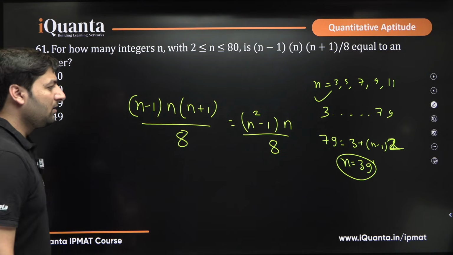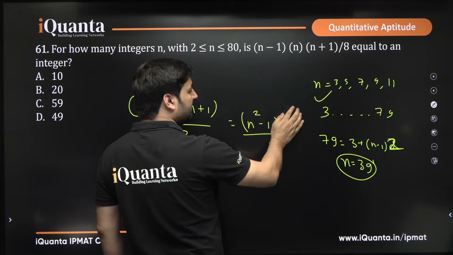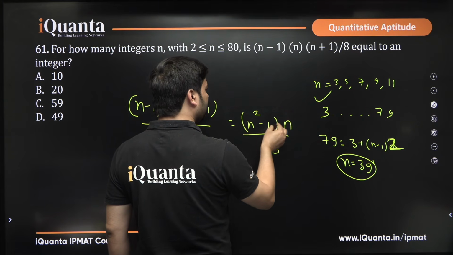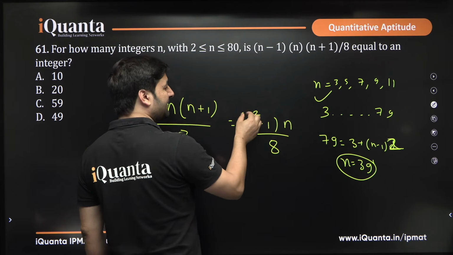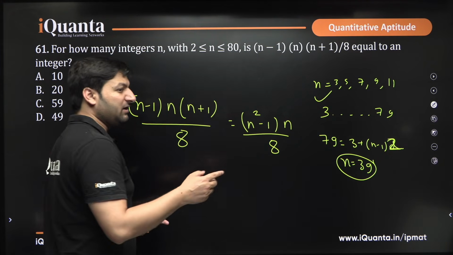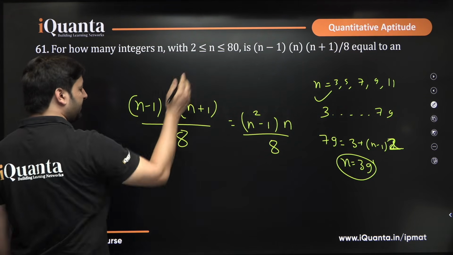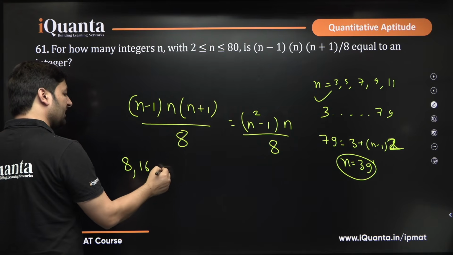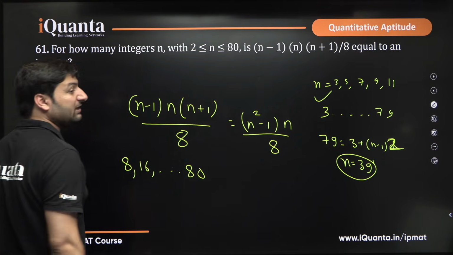Clear? But this is the case where we just checked n square minus 1. What about this n? Obviously, when we have odd values, this n will not be divisible by 8, while this part will be divisible by 8. So what are those values of n for which n itself is divisible by 8, definitely a multiple of 8? We start with 8 because between 2 and 80 we have 8 first, then 16, and the last multiple in this range is 80 itself, because we can include 80.